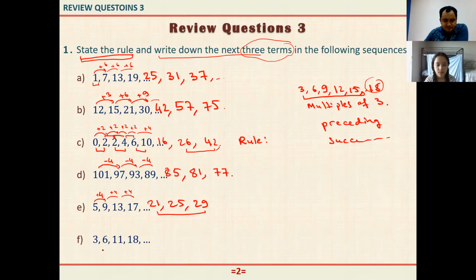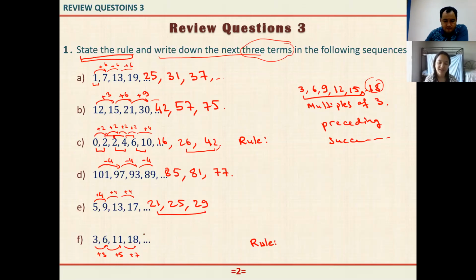How about the next? Here we have the difference is, what is it? Plus 3. And how about here? It is plus 5. How about here? It is plus 7. So can you tell me the rule now for the sequence? What is the rule?